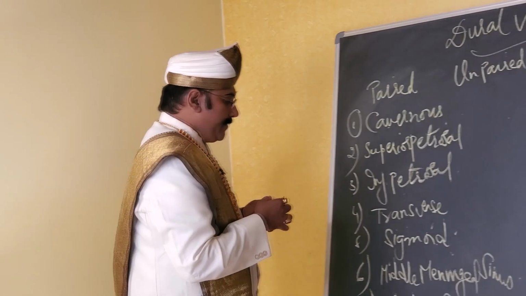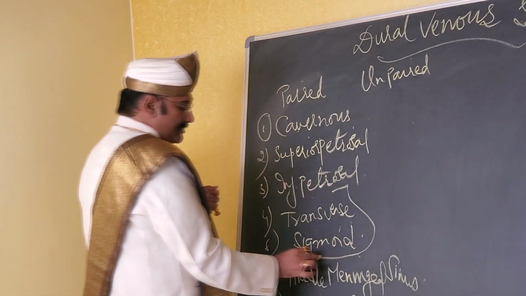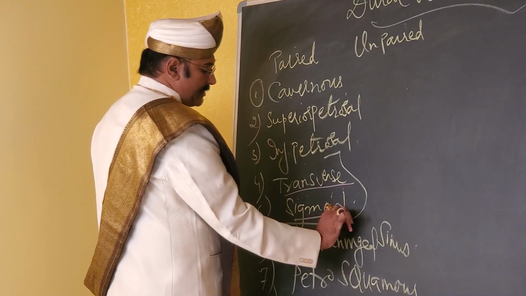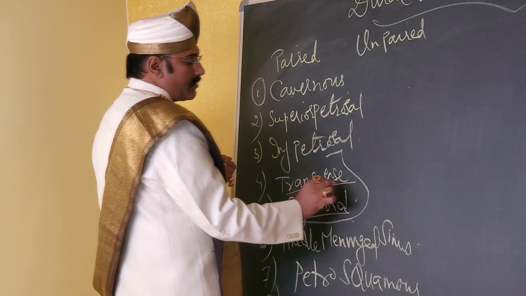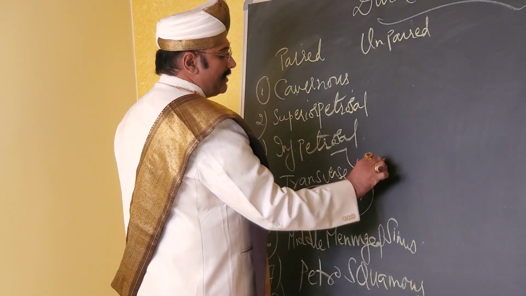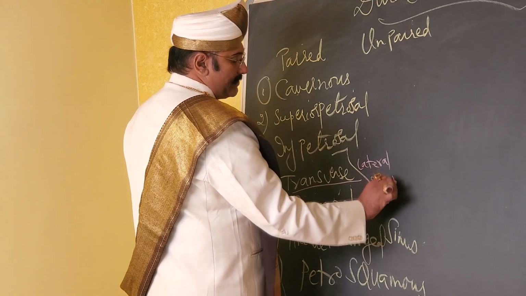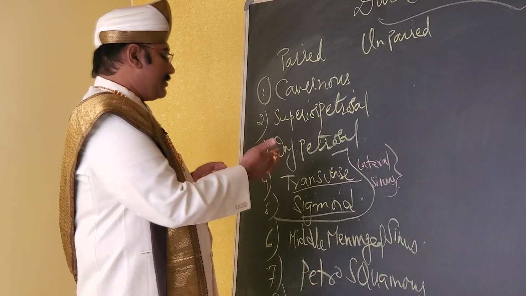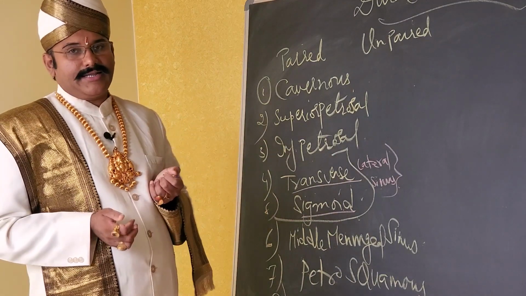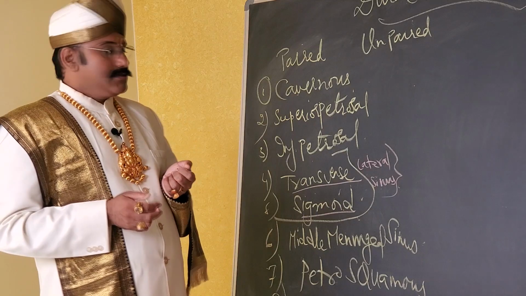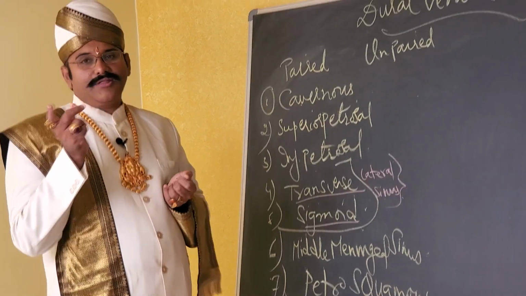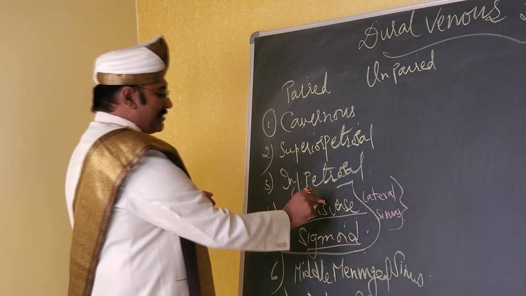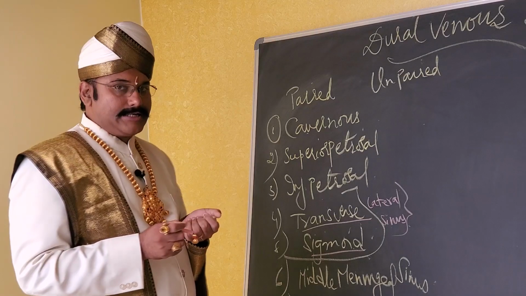These are paired. Please understand, the transverse sinus and the sigmoid sinus, I repeat, the transverse sinus and the sigmoid sinus are called lateral sinuses by the clinicians, especially the neurologists, the neurosurgeons, the radiologists. They will be calling the transverse and sigmoid sinuses the lateral sinus. So you are learning in anatomy, okay? Once you go to the clinical side, you should not say, I never heard what is lateral sinus. The transverse and sigmoid sinuses are called lateral sinuses.